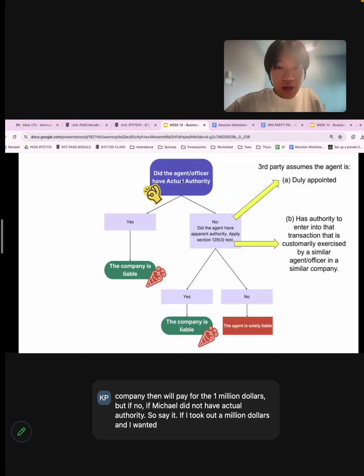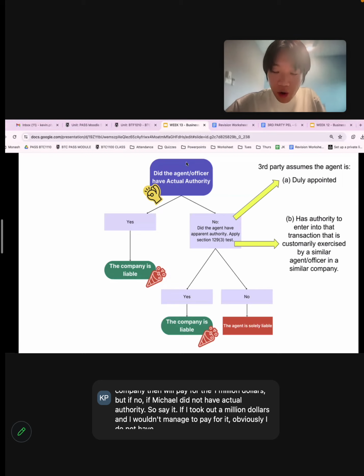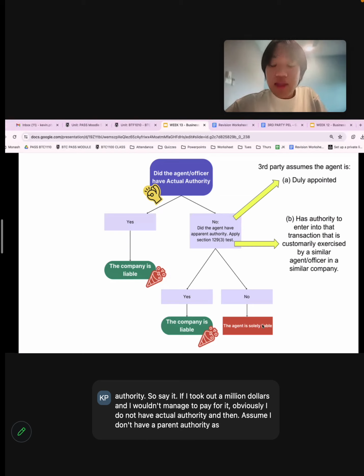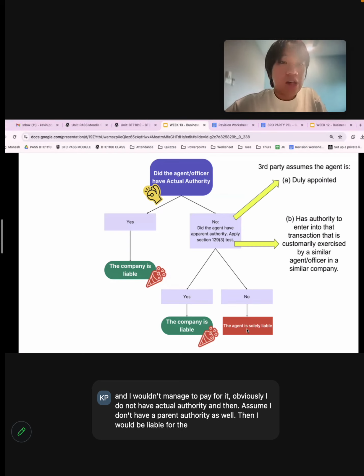But if Michael did not have actual authority, say if I took out $1 million and wanted Monash to pay for it, obviously I do not have actual authority. And then assume I don't have apparent authority as well, then I would be liable for the $1 million I spent for Monash for advertising.